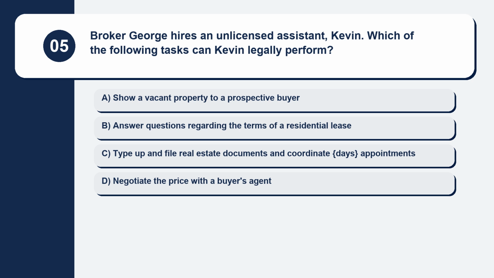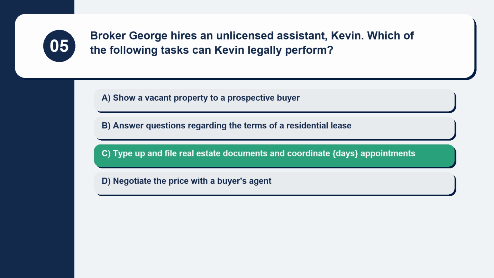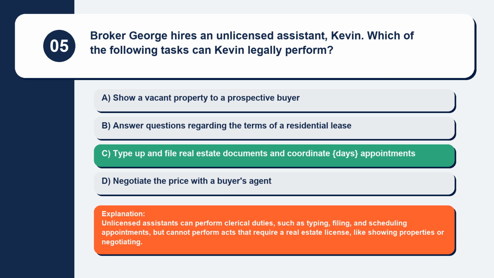Here are your options. Option A, show a vacant property to a prospective buyer. Option B, answer questions regarding the terms of a residential lease. Option C, type up and file real estate documents and coordinate days appointments. Option D, negotiate the price with a buyer's agent. The correct answer is option C, type up and file real estate documents and coordinate days appointments. Explanation. Unlicensed assistants can perform clerical duties, such as typing, filing, and scheduling appointments, but cannot perform acts that require a real estate license, like showing properties or negotiating.